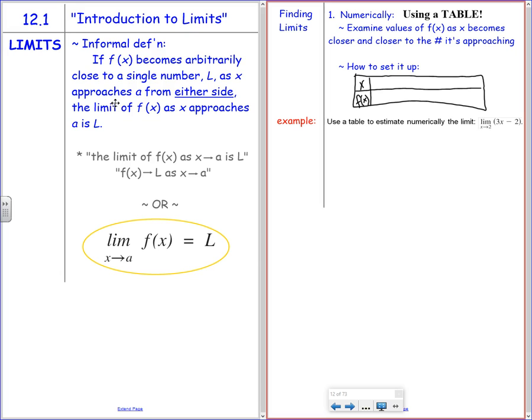The informal definition, and you're like, informal, it's a whole paragraph. Yeah. It's informal mathematically speaking. The formal one is way crazier and has all these Greek letters of epsilons and deltas and proofs and all this stuff. So we'll just say this is like the simple version. The simple version says, if f becomes arbitrarily close to a single number L as x approaches a from either side, the limit of f of x as x approaches a is L.